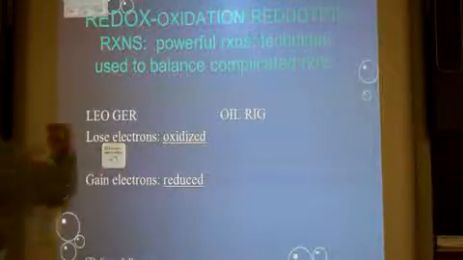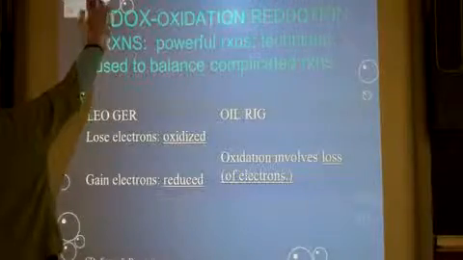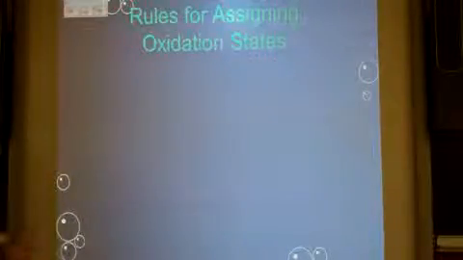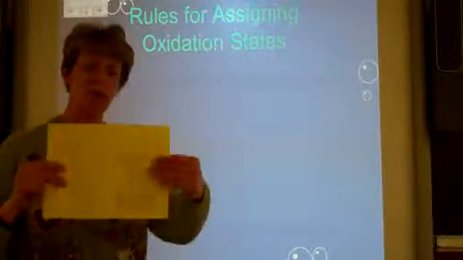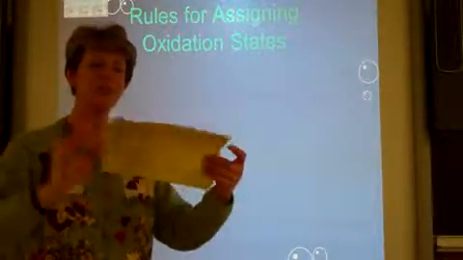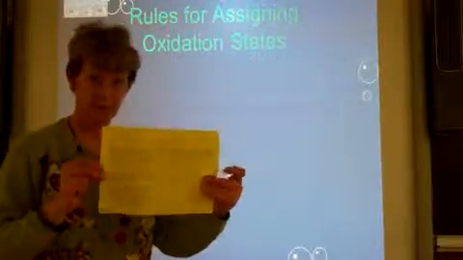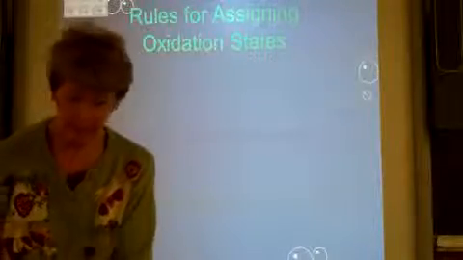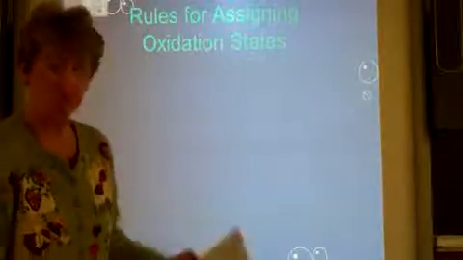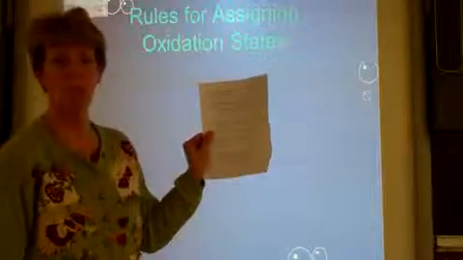Okay, so how do I know these oxidation numbers? This is listed in the text. Also, we've tried to summarize with this yellow sheet some of these rules, so you may want to have that out. And when I go through these, I'm going to refer to some of your homework.